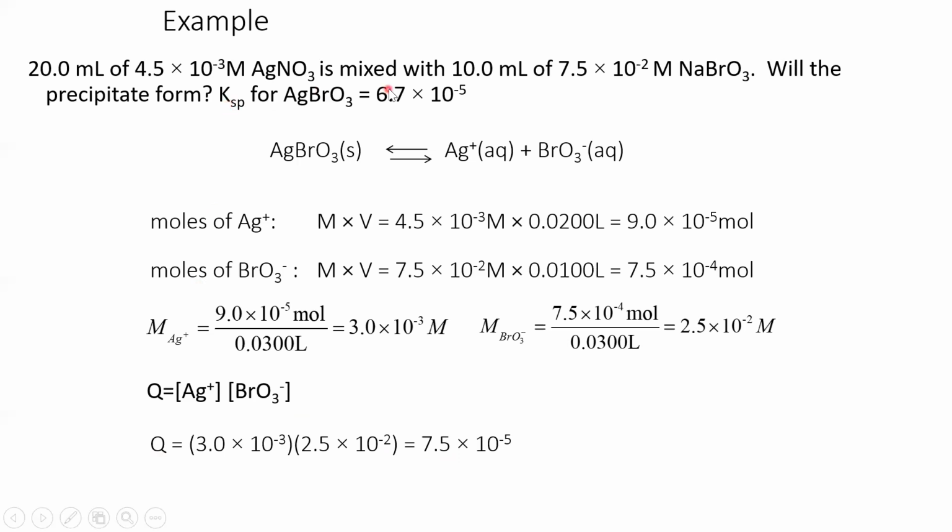Well, K is the maximum product of those ions in solution. This is the maximum value. Is Q bigger or smaller than K? Bigger. Good. So if Q is bigger than K, that means we have too much ion in solution. Which way would this equilibrium shift if we have too many ions in the solution, right or left? Left. Are we going to form a precipitate?